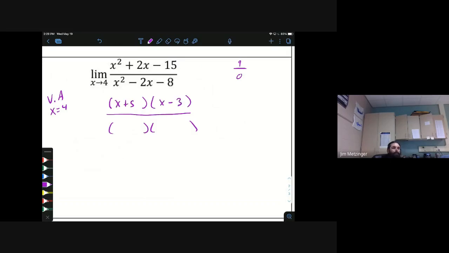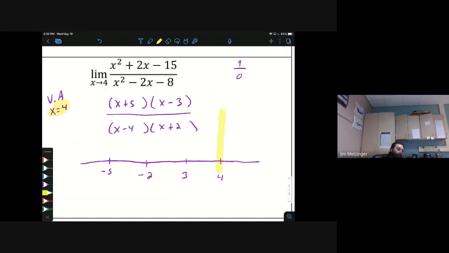All right. So we're going to make a sign chart. A straight line there. All the numbers that make the zero on the top and the bottom. So -5, -2, 3, and 4. All right, and we are only concerned with how it's behaving around 4. So I'm only going to test it around that number.